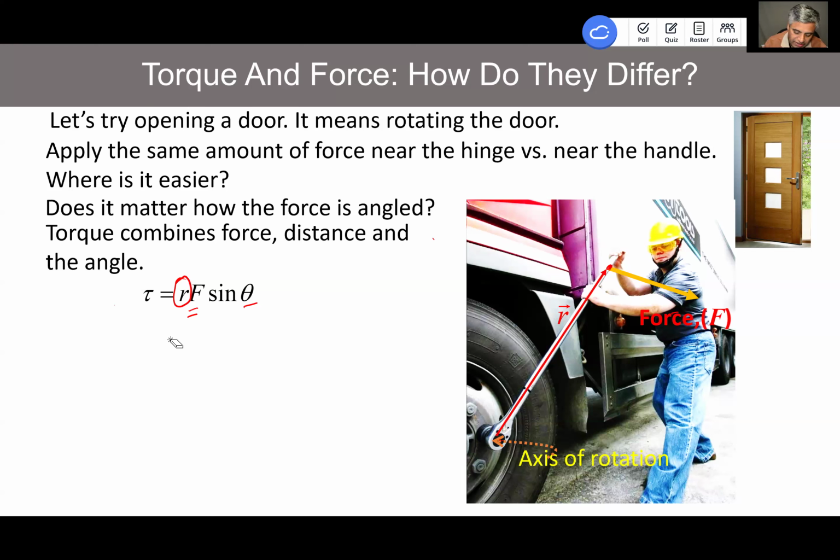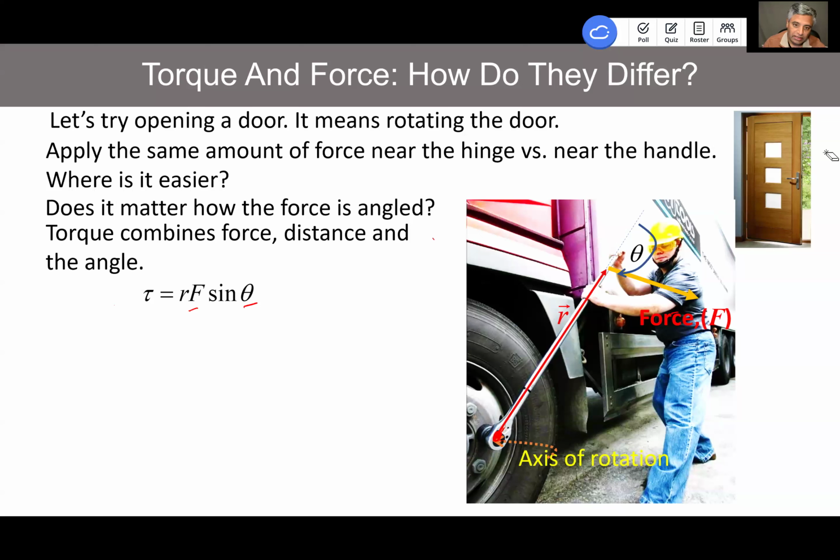Now, what is the angle? We said the angle is the angle between R and F. So R here starts from the axis of rotation and goes towards the force. So that is the R. When we say angle between R and F, we need to look at this angle here. That's the angle between R and F. Okay, so that's what I'm showing you there.